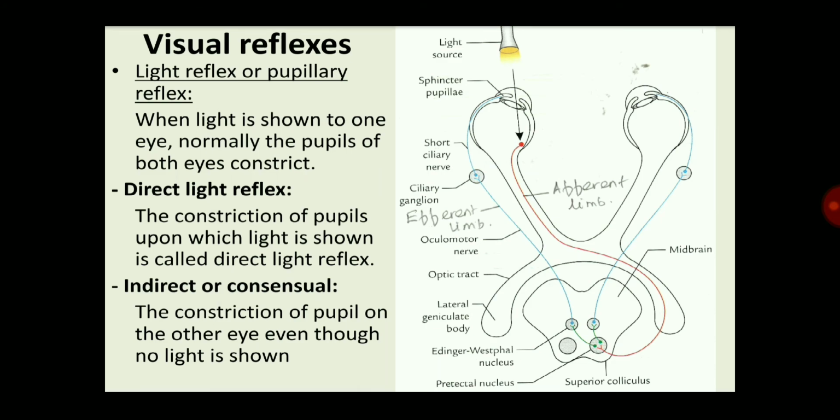Now come to the visual reflexes. The two important visual reflexes are the pupillary light reflex and the accommodation reflex. For the pupillary light reflex, there are separate fibers originating from the fibers going to the lateral geniculate body, which reach the pretectal nucleus in the region of the midbrain.